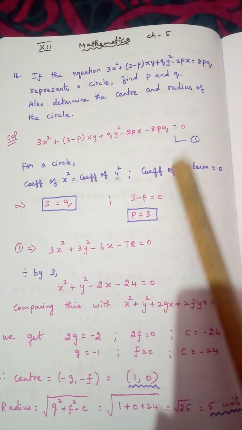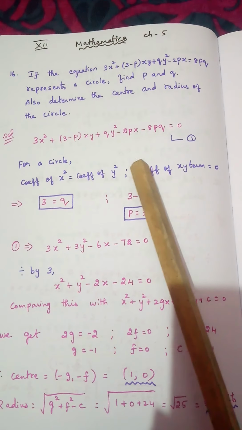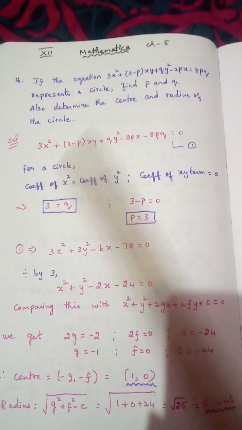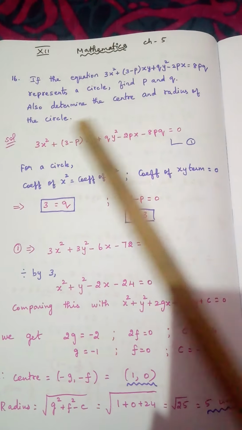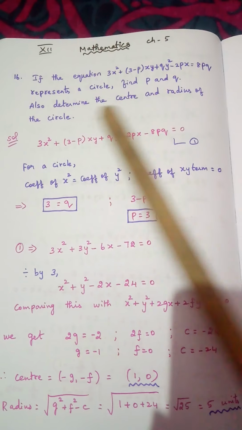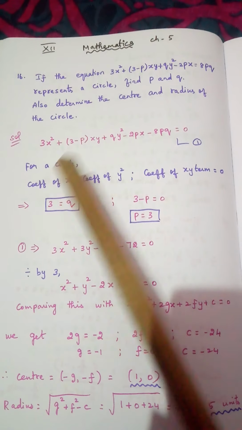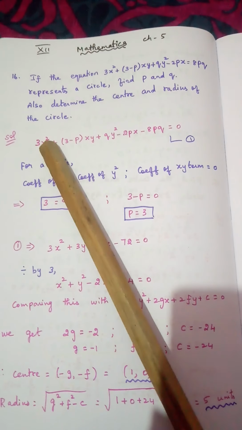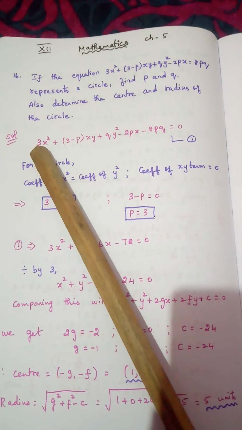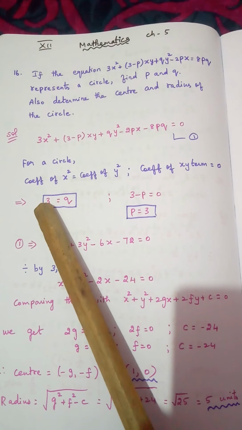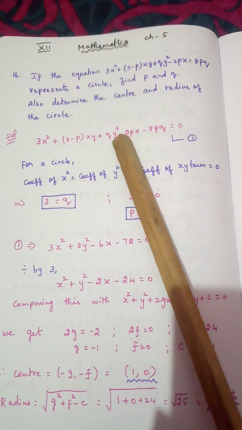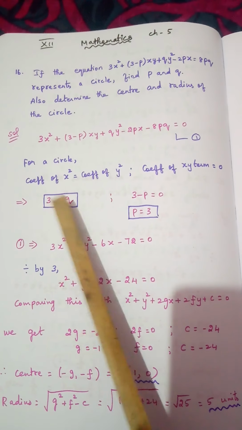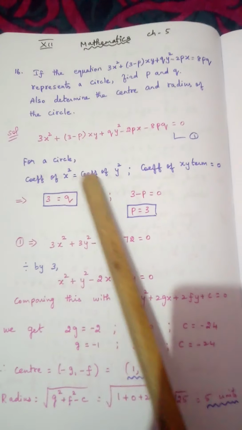So these are the two conditions that we should know for an equation to represent a circle. Now we are having one equation. They themselves told that this is a circle. Therefore we can take these two conditions. Now see what is coefficient of x square. From the given equation, coefficient of x square is 3 and coefficient of y square is q. Therefore directly we are getting the value of q. 3 is equal to q. So we got q value.